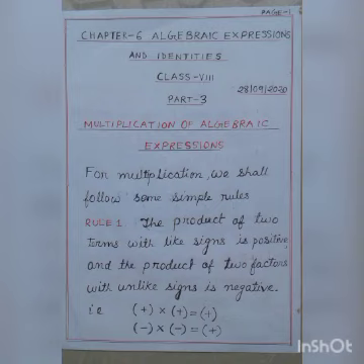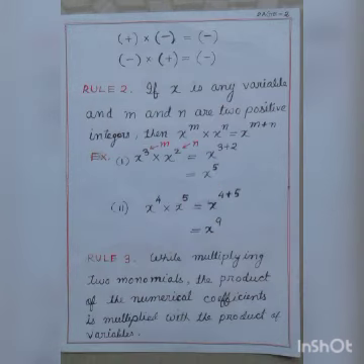Rule number 1: the product of two terms with like signs is positive, and the product of two factors with unlike signs is negative. That is, the product of two positive terms is a positive term. The product of two negative terms is also positive. The product of one positive term and one negative term will be a negative term.